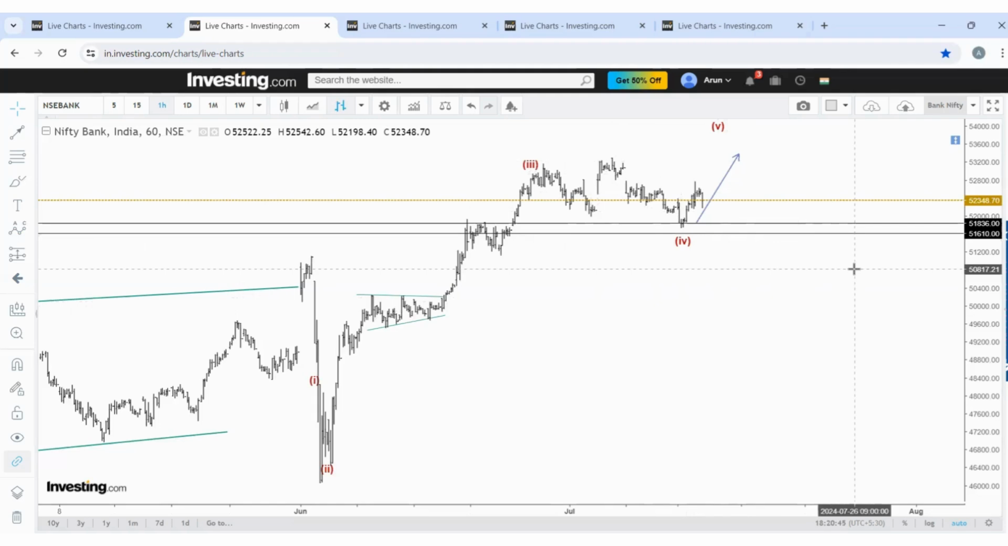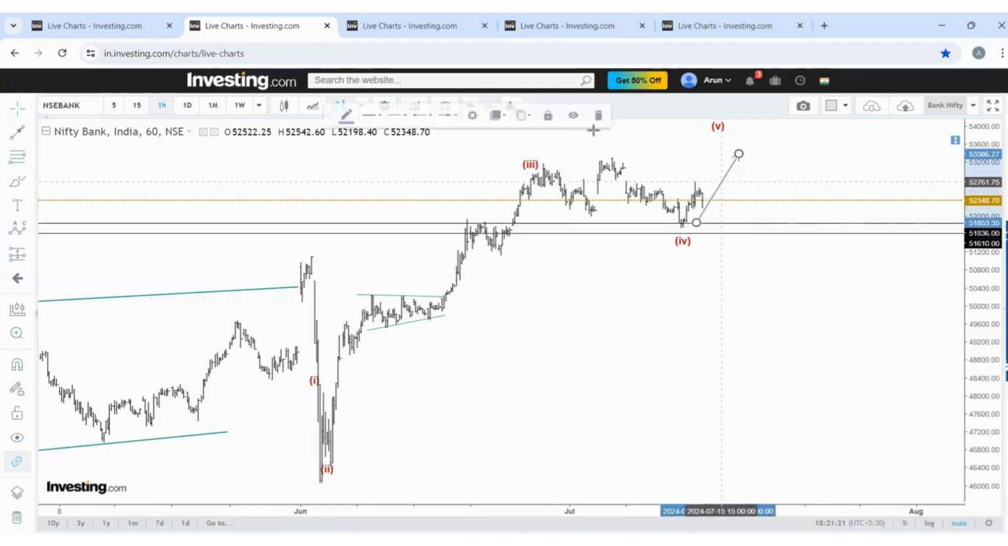All these I'm sharing only for learning purposes. Don't take trades based on these assumptions, because this is the market view for next week. We need to change our view based on the current price action. So consider all these as a view for next week. Fine, this is the approach.